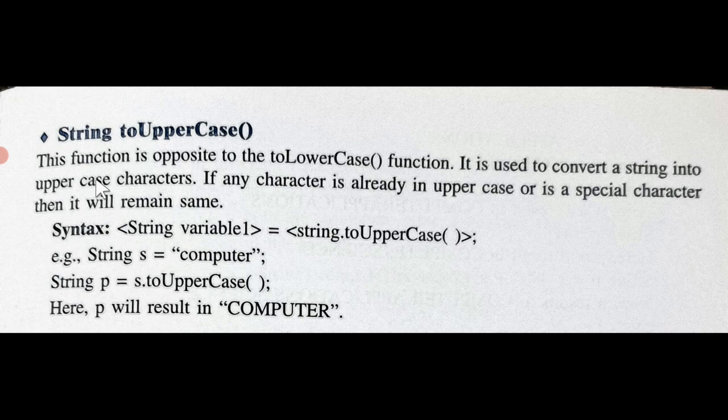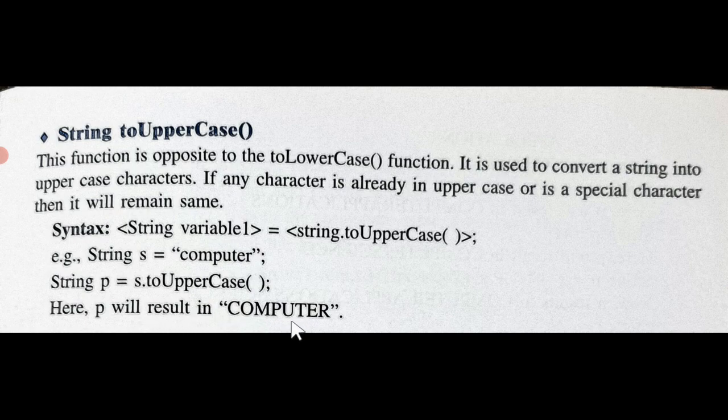After that, lowercase, we have uppercase, just the opposite of lowercase. It simply converts the lowercase characters of the string to uppercase. Okay, so it is the opposite of the to lowercase function. Please keep this format in your mind. In toUpperCase, U is capital and C is capital and S is capital. Okay. So here you can see string s equal to computer in small letters, semicolon, then string p equal to s dot to uppercase, parenthesis. Here p will result in COMPUTER.